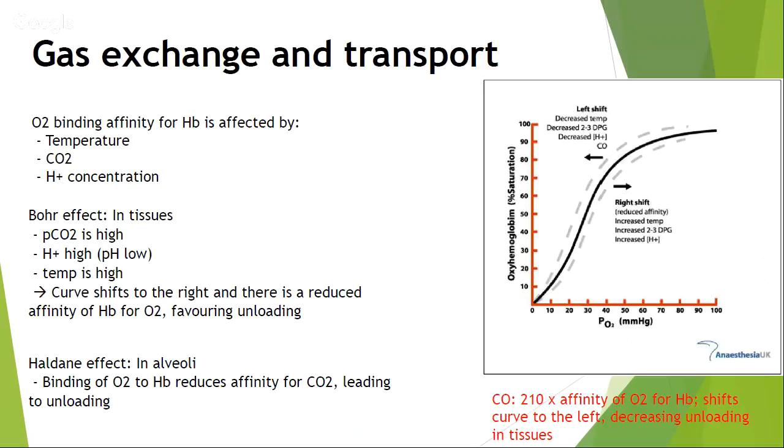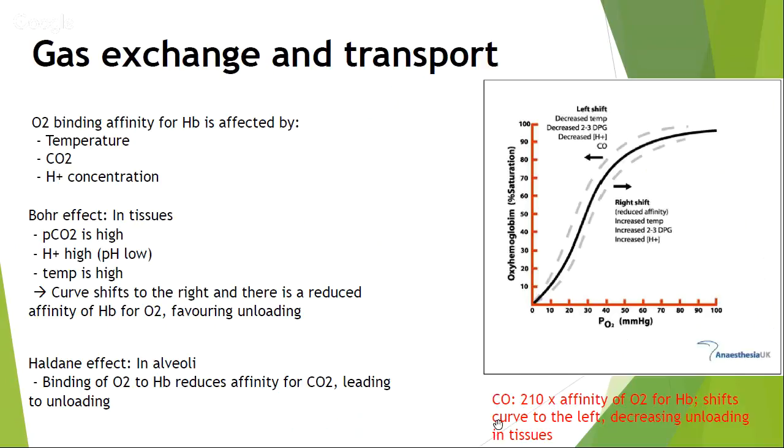In terms of gas exchange and transport, the ability of oxygen to bind to hemoglobin will be affected by temperature, carbon dioxide, hydrogen ion concentration, and also the presence of other gases such as carbon monoxide. So if you get an increased temperature, for example, in tissues that are really active, then you shift the curve to the right and oxygen will unload. If you get a decreased temperature or decreased hydrogen ion concentration, this is more like what you're getting in the lungs, the curve shifts to the left and more oxygen will load onto hemoglobin.